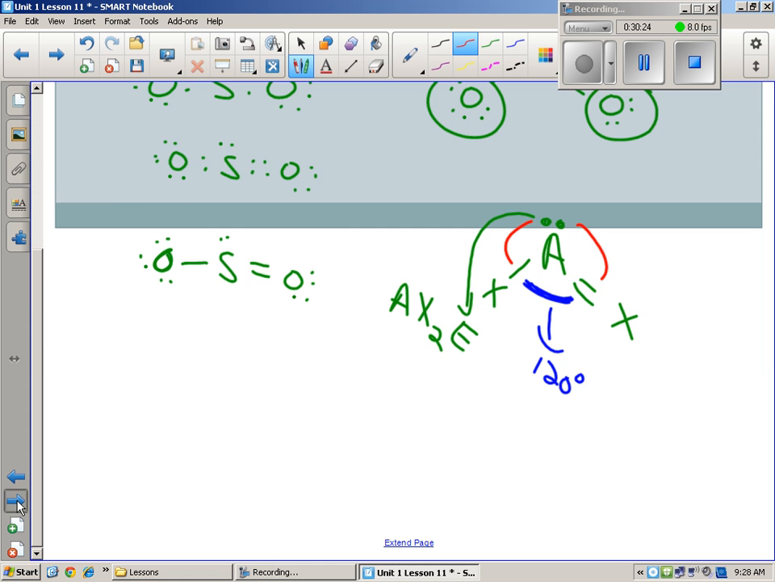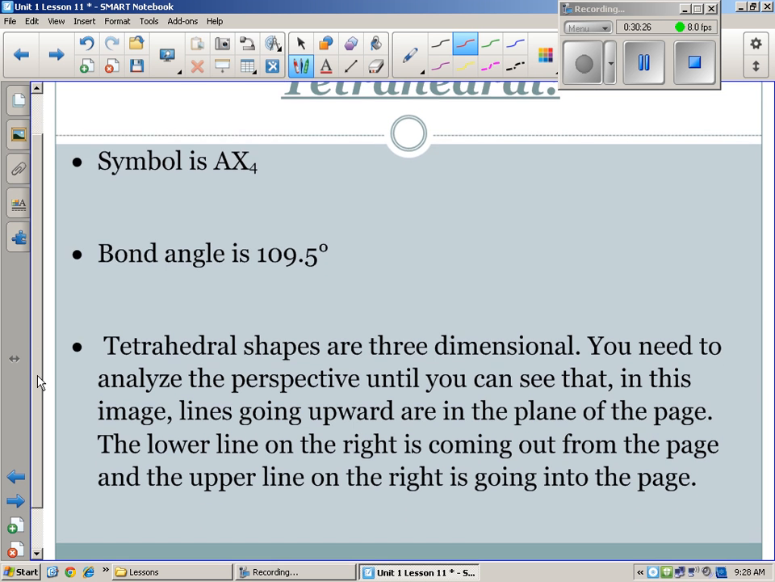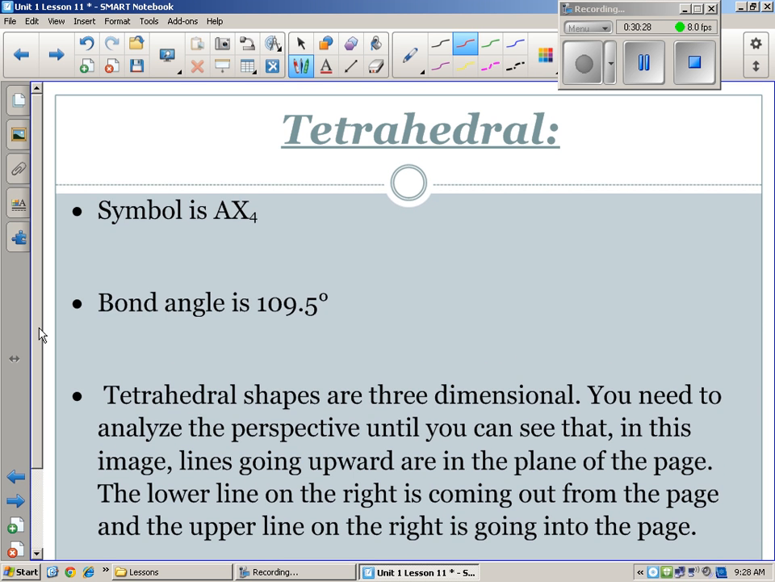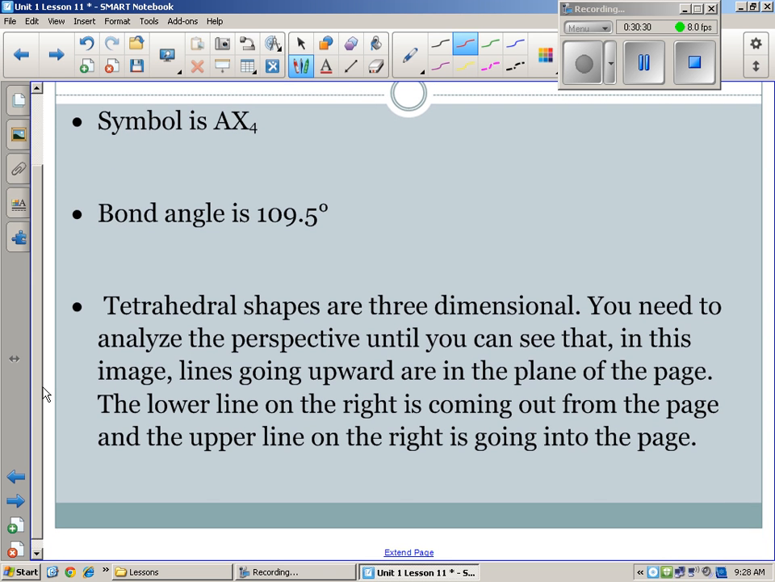Very close. Next one. Last kind of tetrahedral. Tetrahedral, AX4. Tetra means what? Tetra, 4. So 4 things around the central atom, yes? Okay. Bond angle is 109.5.